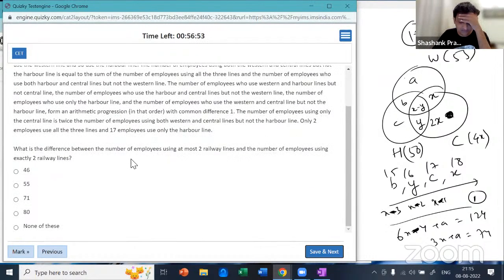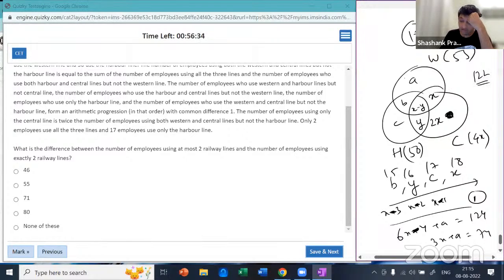Okay. What is the difference between number of employees using at most 2 and using exactly 2? So x minus y, na? At most 2, at most 2. At most 2 is 124 minus 2, so 122. And exactly 2 is b plus x plus y. We already calculated it. 73, no, 49. So 73. I might be making some mistake.